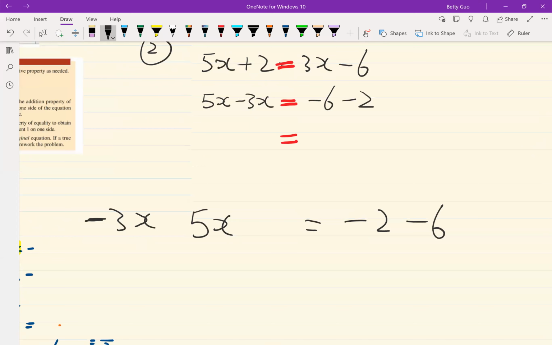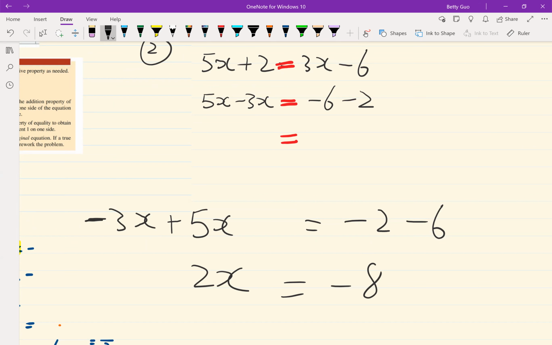Yeah. So on the left, you see you have a -3x, positive 5x. You have 2x, right? On the right, you have -2, -6. That is -8, right? I think you can do the rest. Do you see what happened? All you need to do is move them around.